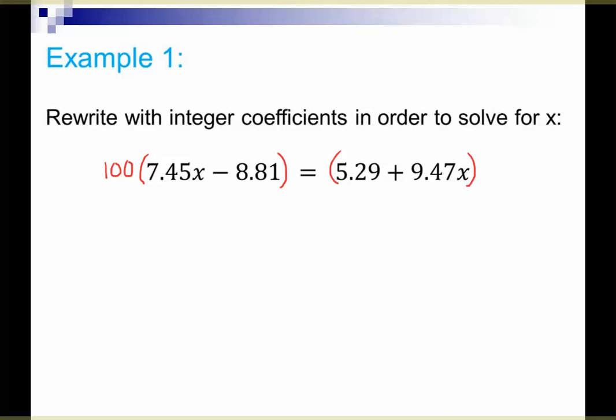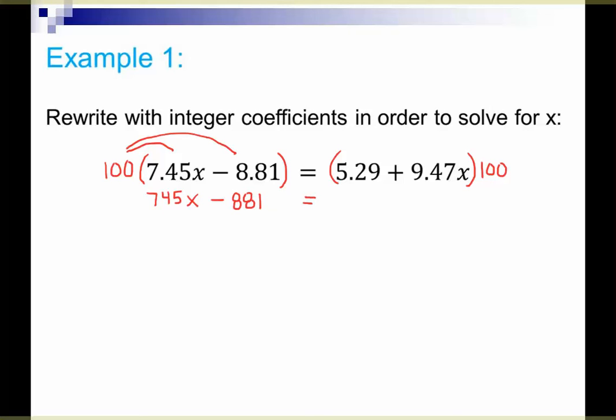Here I didn't have enough room, so I'm just going to put the 100 on the right. I'm still going to distribute it. It's all good. You can do it like that, no big deal. All right, going to have to distribute 100 times 7.45x. It's going to be 745x. Very similar number, just a little bit easier to deal with. Okay, don't forget to distribute the 100 all the way over here. That's going to become negative 881. So once again, all integers.